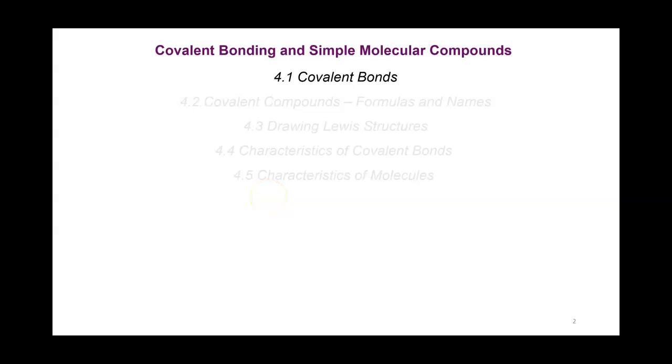In Chapter 4, we discuss covalent bonding and simple molecular compounds. To begin with, we're going to talk about covalent bonds, which is an alternative way that atoms can be bound to one another compared to ionic bonding.